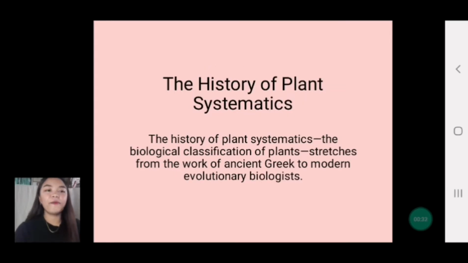The history of plant systematics is the biological classification of plants. It stretches from ancient Greek times to modern evolutionary biology.